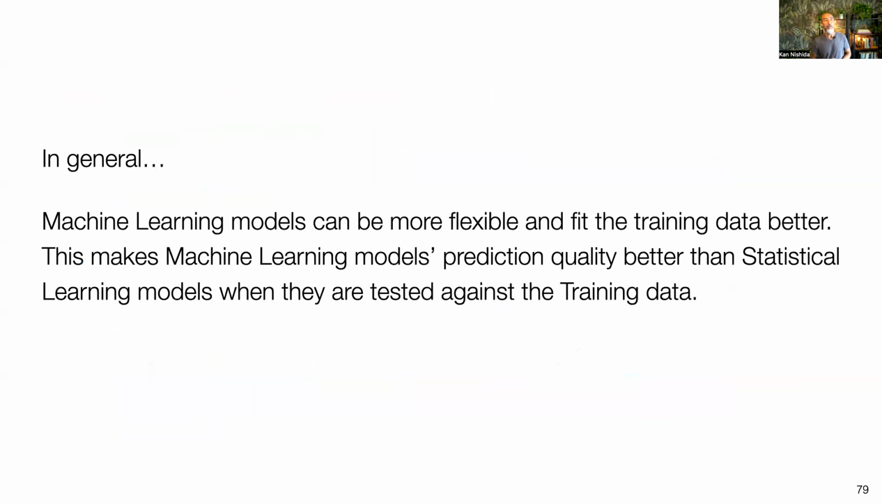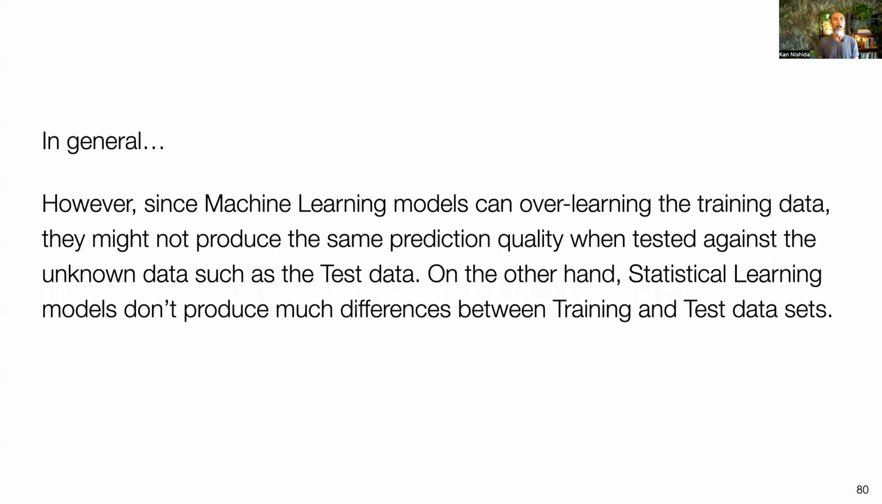So in general, machine learning models can be more flexible and fit the training data better. This makes machine learning models' prediction quality better than the statistical learning models when they are tested against the training data. And sometimes we call it overfit, or overlearning. But anyway, it's fitting too much.